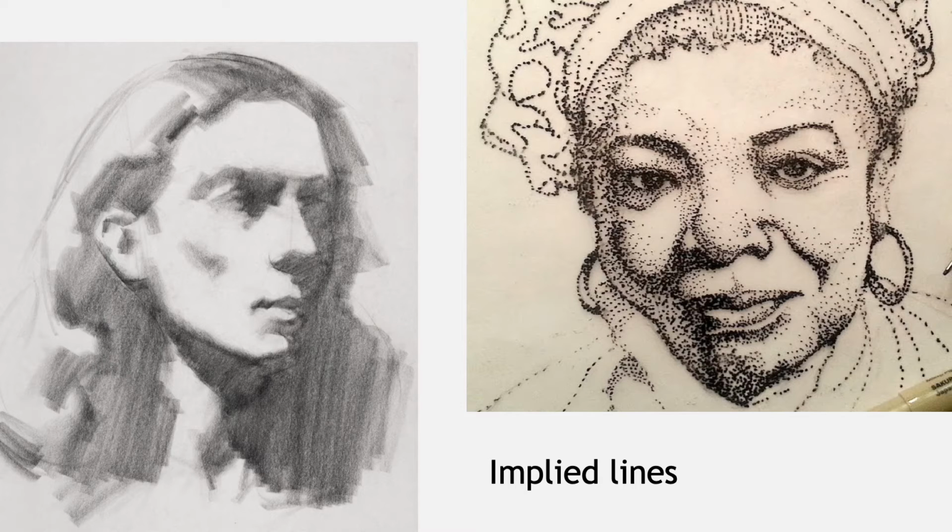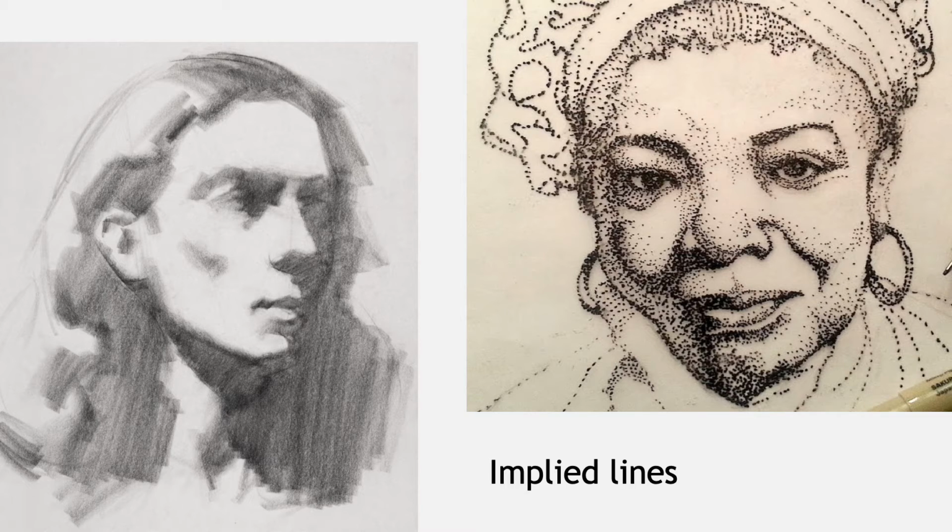So the last kind of line that I wanted to talk about is implied lines. And this is basically the idea that our eyes read the drawing as having a line where in reality there was none. So looking at the right-hand example to start with, this is a stippling, which means that it was drawn only using dots. So when we think about it, it can't have any lines because they're all individual circles, individual dots. But let's look at the hairline, for example.